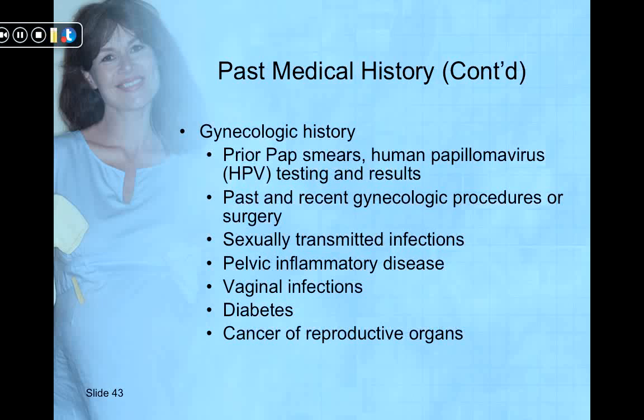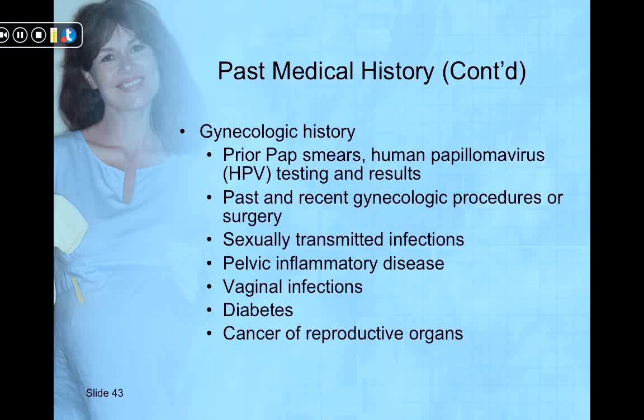Their gynecologic history. Have they had a prior pap smear? If so, when was their last one? Was it normal? Who did it? Have they ever had an abnormal pap smear? If they have, what was the follow-up of that? Did they have to have a LEEP or a cone biopsy? Have they had a history of HPV testing? And often they know that and can answer that and can tell you if it was a high-risk type or not.